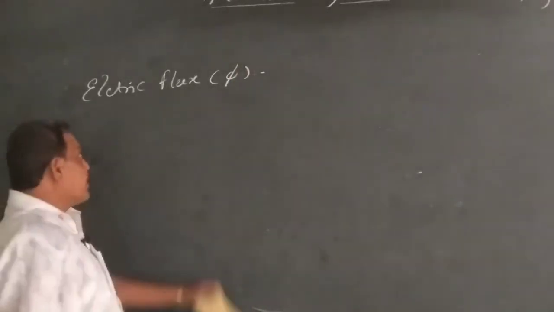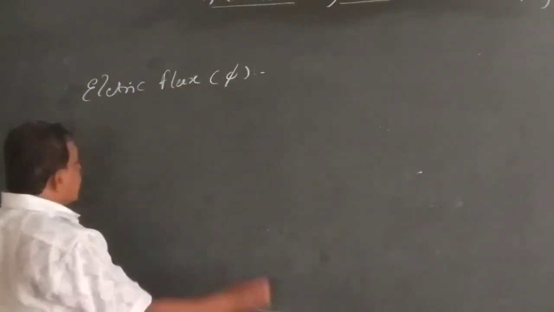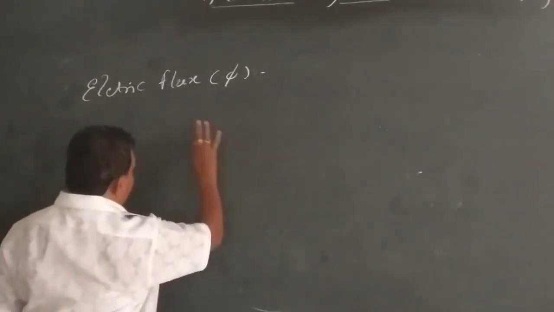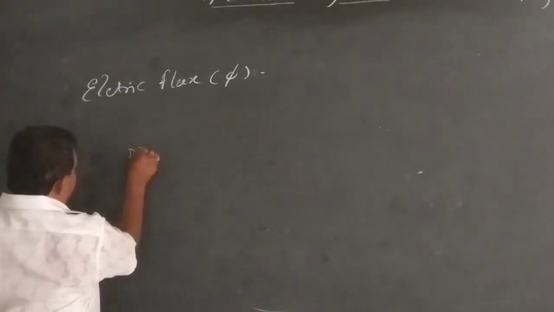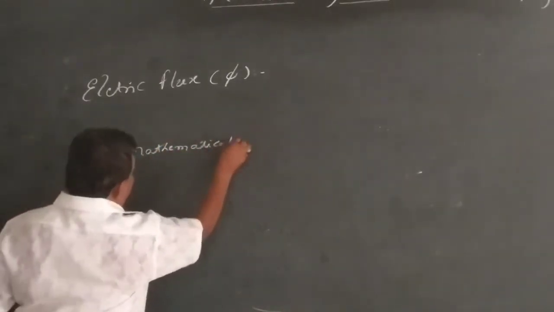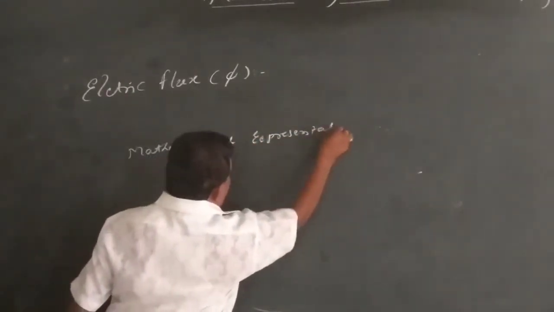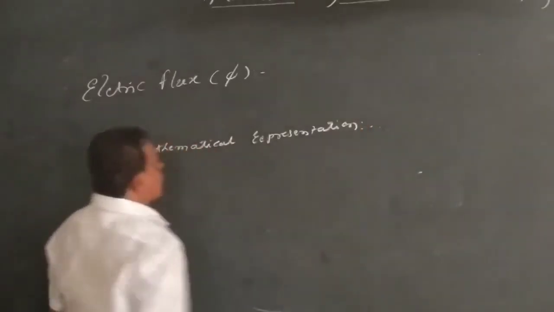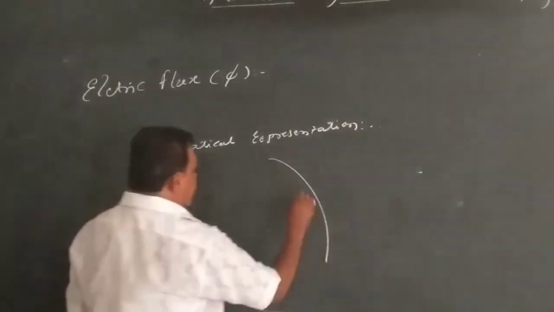What is the equation for electric flux? The electric flux is given by, so I go for the mathematical representation for electric flux. Now this is the surface. The electric lines of forces are normal to the surface.